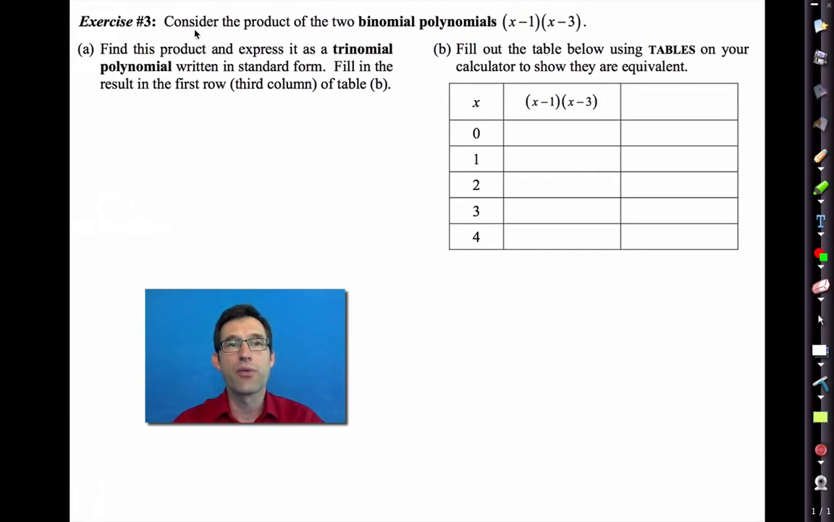So anyway, exercise number 3 says consider the product of the two binomial polynomials, or just two binomials, x minus 1 times x minus 3. Find this product and express it as a trinomial polynomial written in standard form. That means the terms are descending in power, x squared, x to the first, and then no x is just a constant. Fill in the result in the first row, third column of table B. We'll get there in a second. So here's what I'd like you to do. Write down x minus 1 times x minus 3 and find that product in standard form. Pause the video now and take a couple minutes to do that.